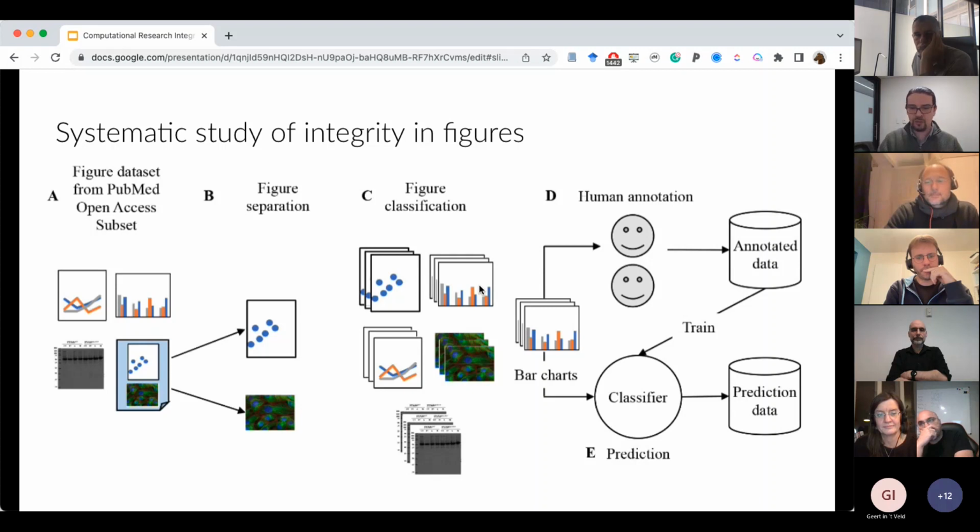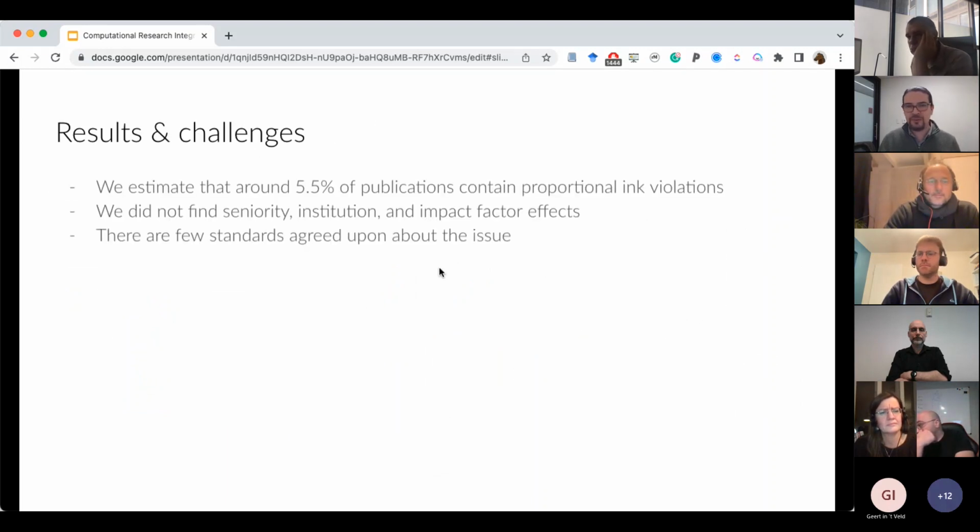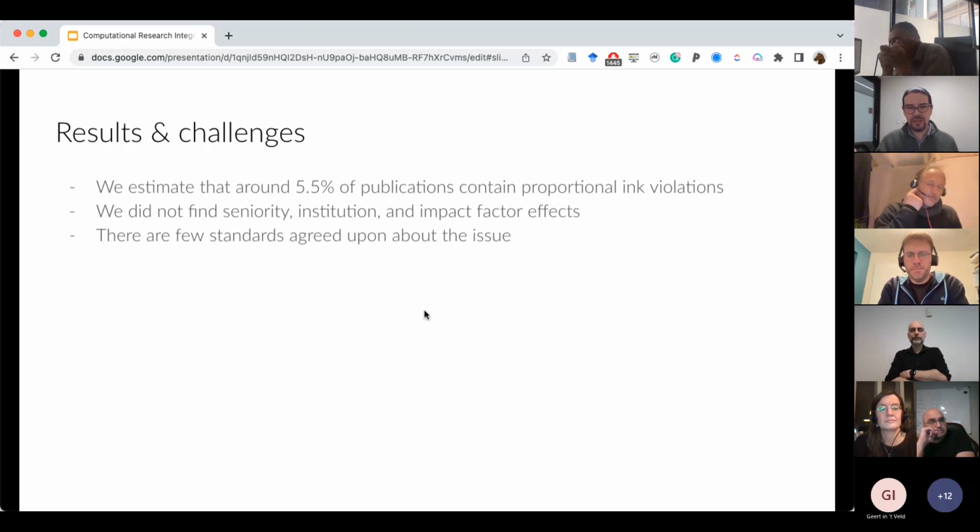Basically, we are trying to detect where bar charts are starting from. We analyzed hundreds of thousands of images, and we discovered around a 5% rate of these proportional ink violations. There are very few standards about this. If you go into the journals and look at the graphical standards that they have, there is basically nothing. Often there is nothing about the graphical display of information.